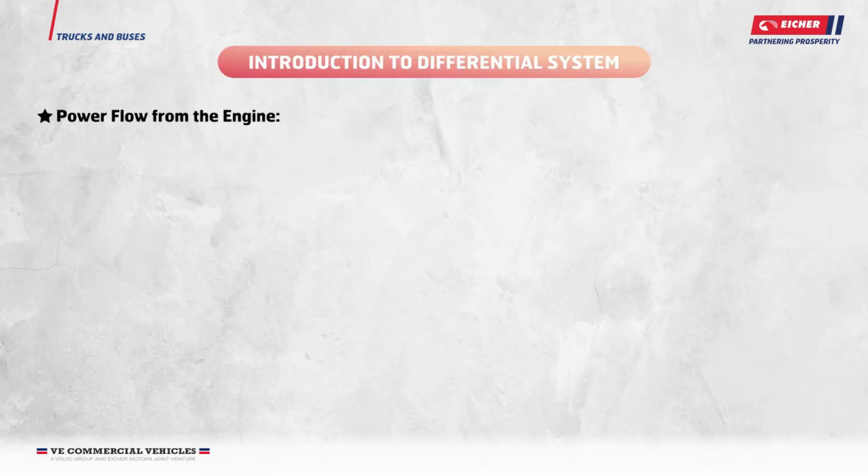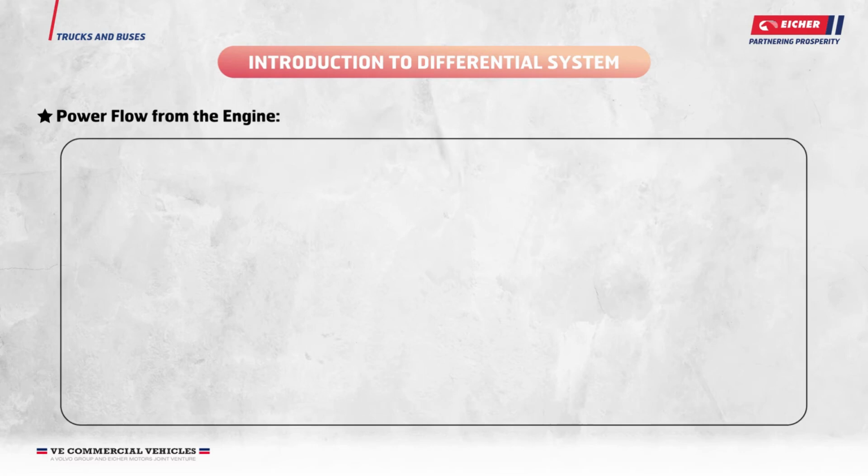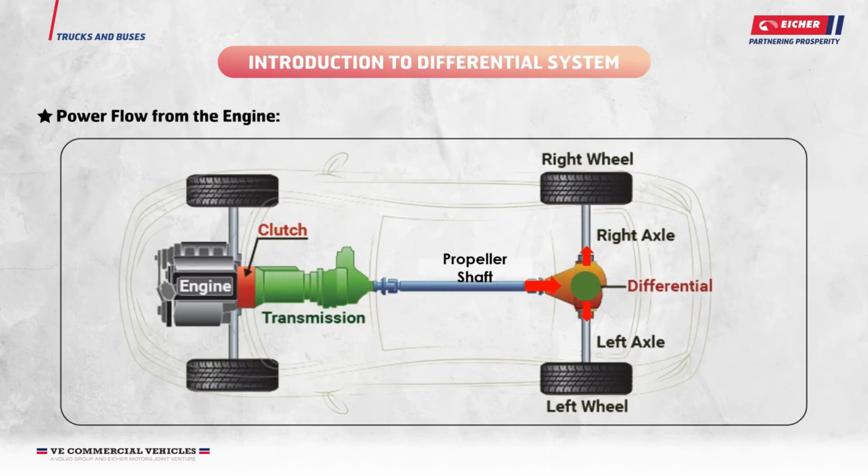Power flow from the engine. Let us once again look at the layout of how the engine power is transmitted to the rear wheels in a vehicle. You have learnt earlier that the engine power is transmitted to the wheels via clutch, transmission, drive shaft, and finally the differential. The differential is the mechanism which splits the engine power and torque to both the rear wheels in the rear wheel drive vehicles and front two wheels in the front wheel drive vehicles. Let us learn now about the differential in detail.